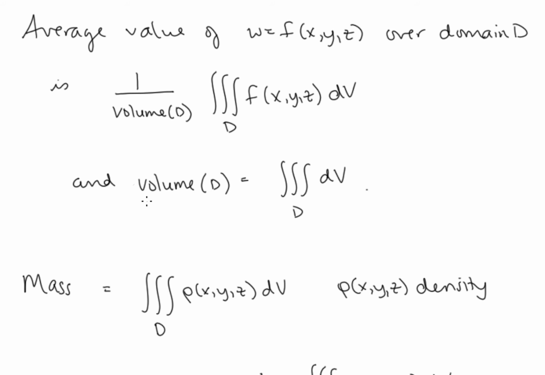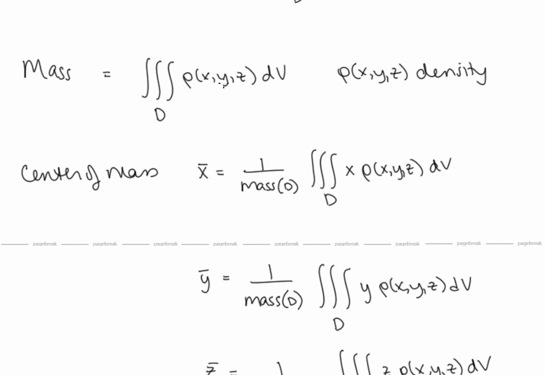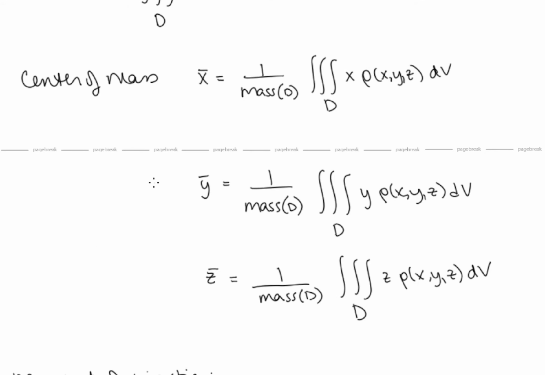And remember that we can compute the volume of D by using a triple integral over D of just the function 1. That's what we were just doing in the last example. And as we did above, we had our computation for mass by integrating the density function over the domain D. And with that, we also have our computations for center of mass and for our moments of inertia.